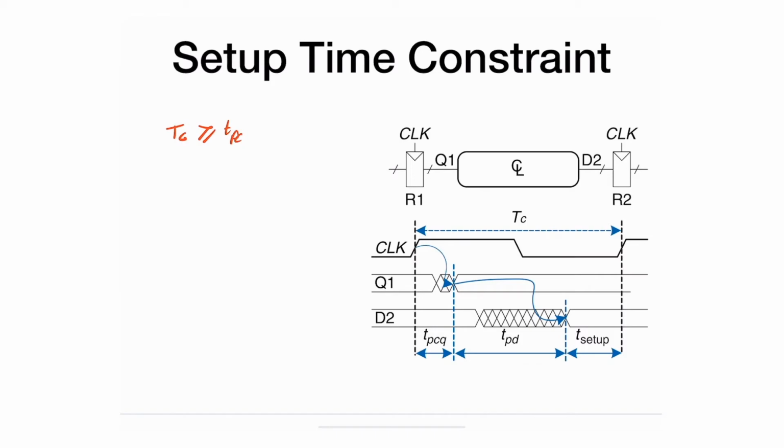Okay, TPCQ plus TPD plus T setup. All right, this is what I'm looking for actually. I'm looking for basically the TCQ. So now I have some sort of an equation to plug in some numbers and figure them out. So the T setup is actually from the flip-flop.